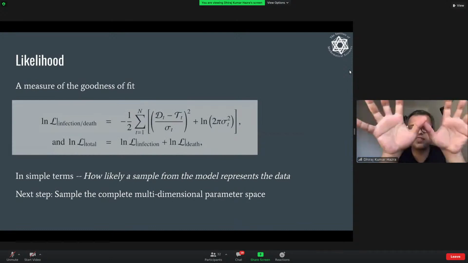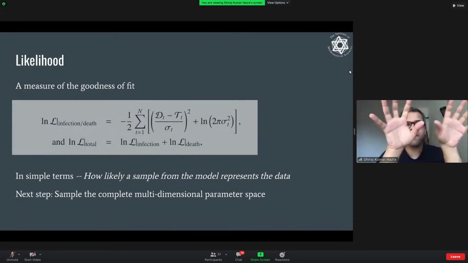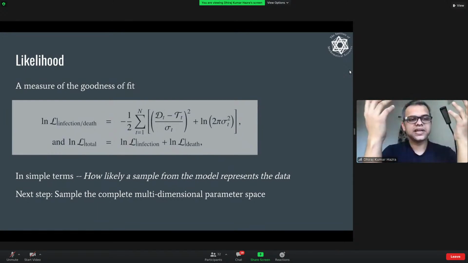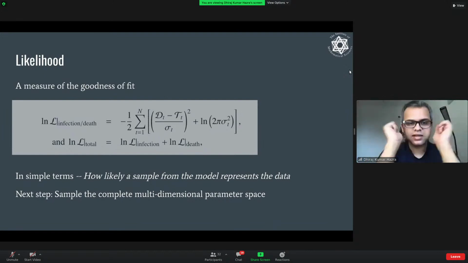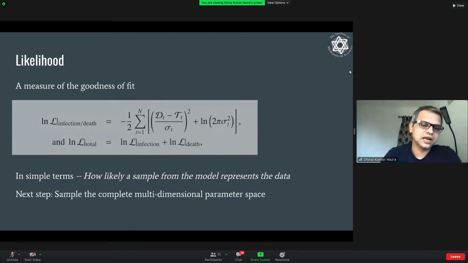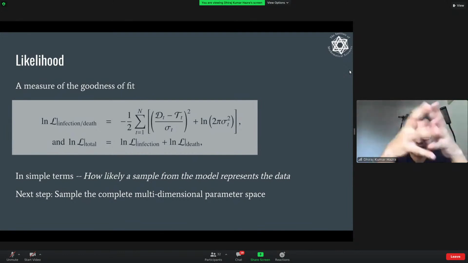Then once you have the data and the model, the matching comes. How are you going to match the model with the data? What is the measure of the goodness of fit? That is done by a likelihood, a statistical construct, to be more precise. So likelihood is the measure of the goodness of fit. In simple terms, it says how likely a sample from our parameter space from that model represents the data.